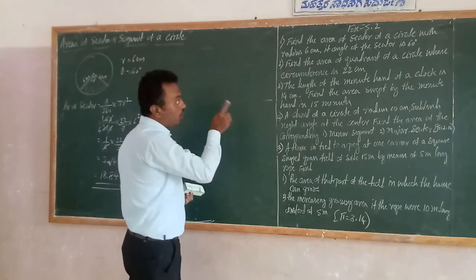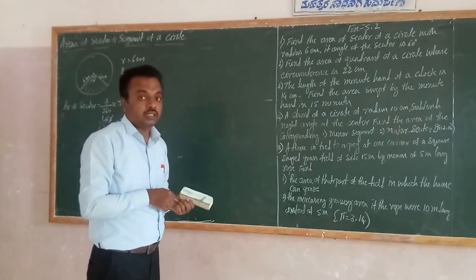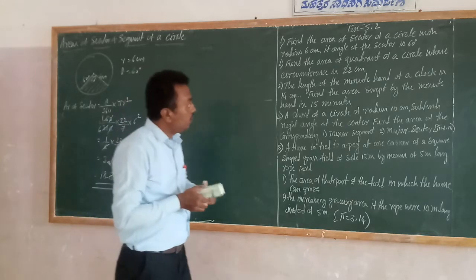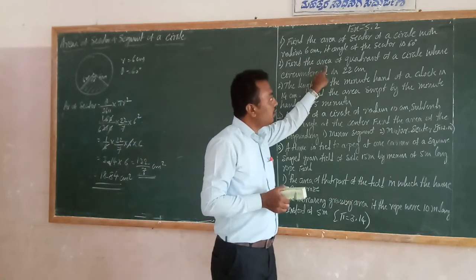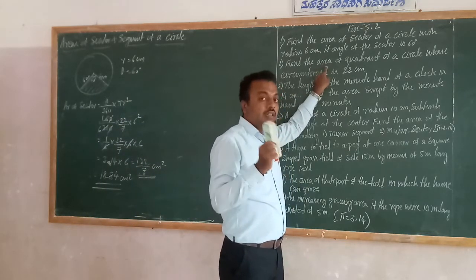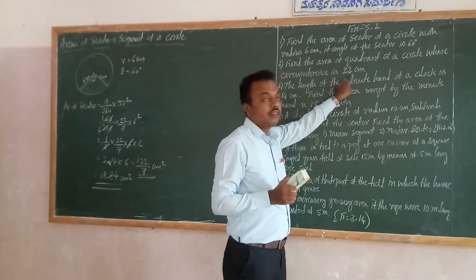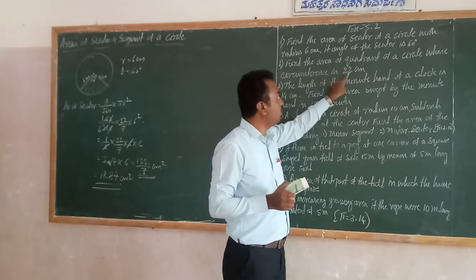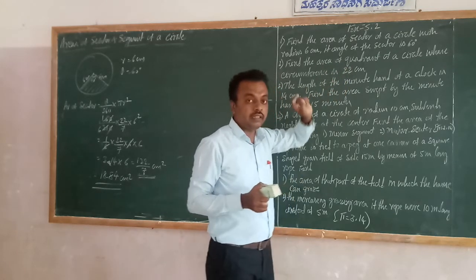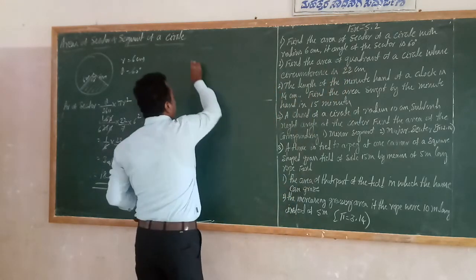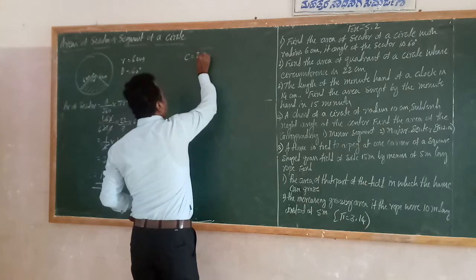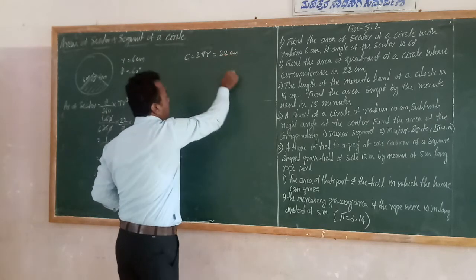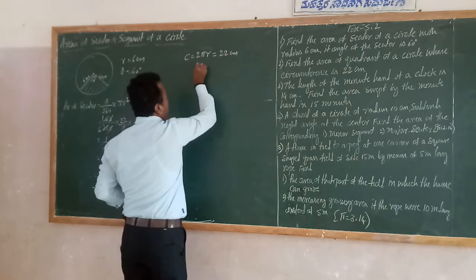Next one: find the area of the quadrant of a circle whose circumference is 22 centimeter. We have to calculate the area of the quadrant of a circle. So what is the area of a quadrant of a circle? Yes, it is pi r square by 4. If you want to find the area of the quadrant of a circle, I need the radius. But here the circumference is given. From the circumference, we can find the radius. Yes, C is equal to 2 pi r. The circumference given is 22 centimeter. So now I calculate the radius.